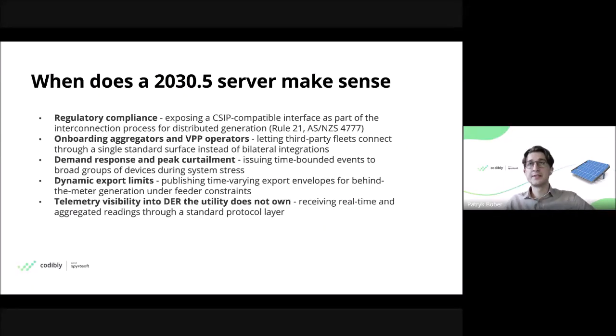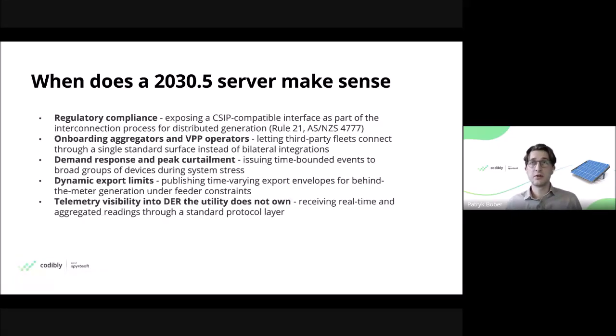Cool. So there are a few common reasons a utility or DERMS vendor decides to bring a 2030.5 server into its stack, and the slide on screen lists the ones we encounter in our engagements. So the first is regulatory. As Spencer mentioned, in some markets, the utility is obliged to expose a SunSpec-compatible interface as part of the interconnection process for distributed generation, with examples being California's Rule 21 framework.